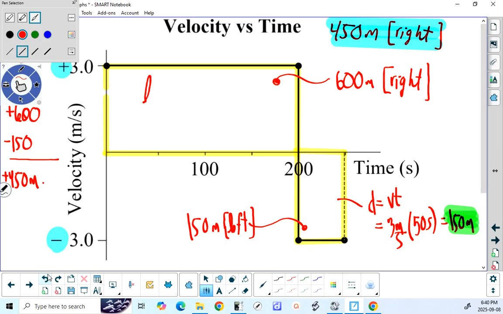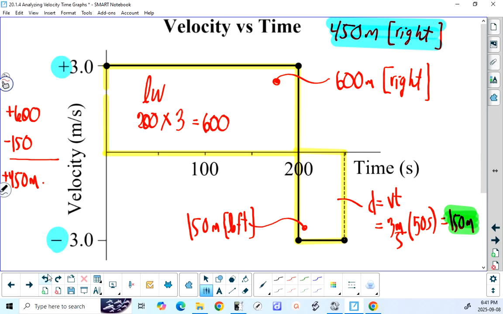Well, the area of this, it's a rectangle, it's length times width. The length is 200, multiplied by the width, which is 3. That's 600, and that happens to be meters. And it's a positive displacement because it's above the x-axis, or the t-axis. If I find the area here, it's length times width, and the length is 50 seconds. The width is 3 meters per second, so we get 150 meters, but it's below the t-axis, so it represents a negative 150 meters. And I know that you're going to look at that and you're going to go, well, what's the difference? Why couldn't I just do it the other way? Well, you can.